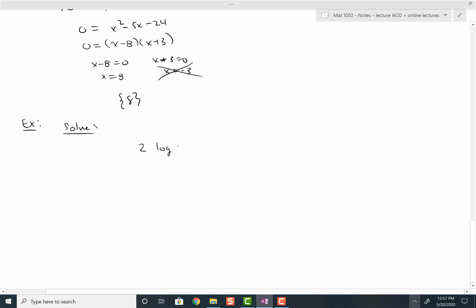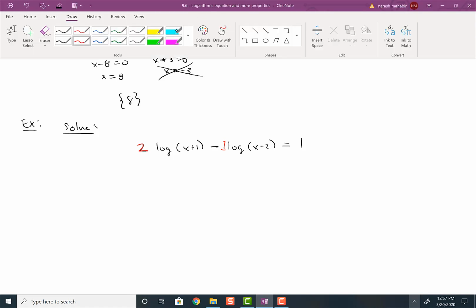Let's say it said 2 log base 10 of x plus 1, plus log base 10 of x minus 2, minus log base 10 of x minus 2, equals 1. Okay, let's say it said something like that. Well, no big deal. We can still do it, but there's an issue here. And what's the issue? The properties only work when the coefficients are 1. In this case, it's not 1. This one's 2.